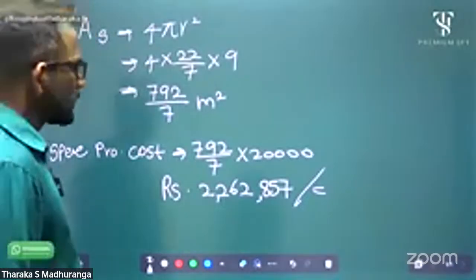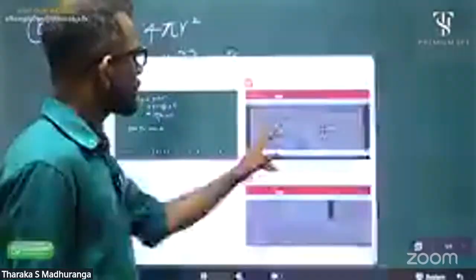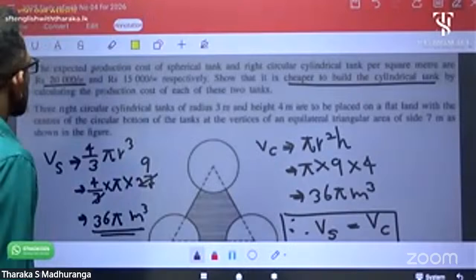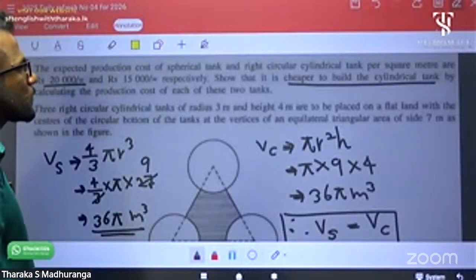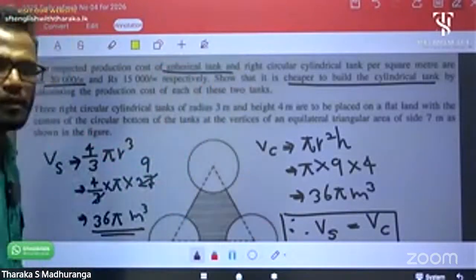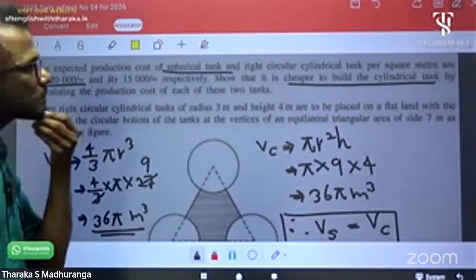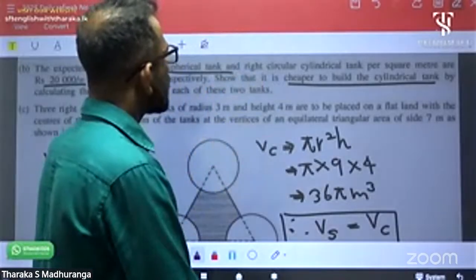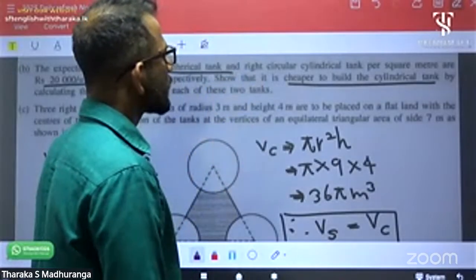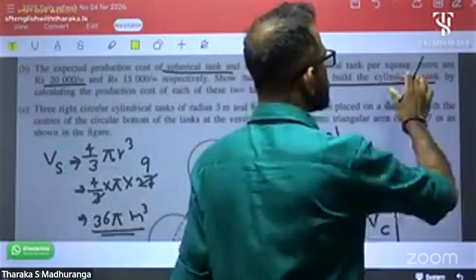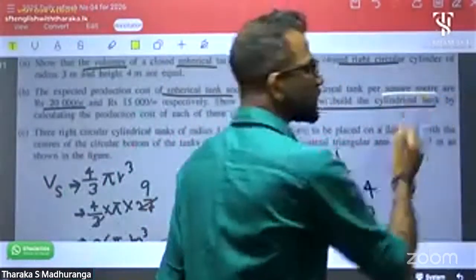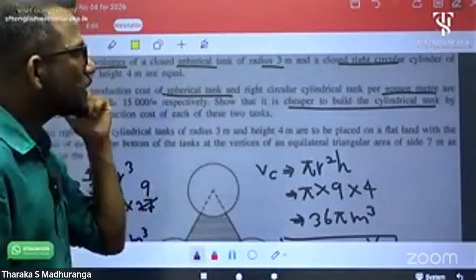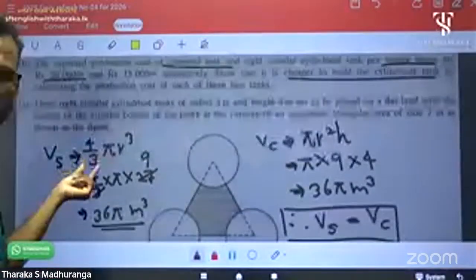Good question. In this question, why do we take 4 pi r squared? Because it is a sphere. The tank cost is per square meter. It is not volume. Per square meter means what? Surface area. Per square meter cost 20,000.